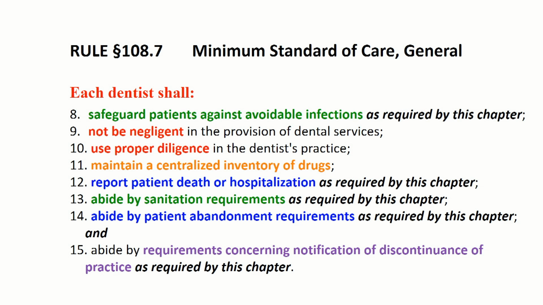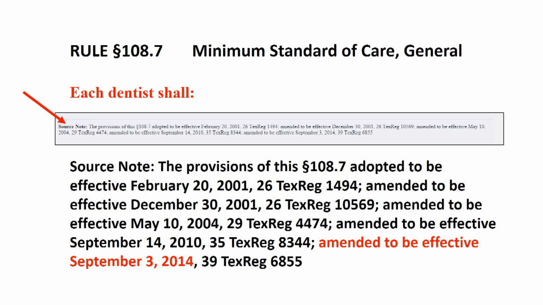Finally, Rule 108.7, subparts 8 through 15. These are grouped together because they are the last part of Rule 108.7. These items were added on September the 3rd, 2014. These are the amendments that are noted in the source note at the end of the rule if you look at the rule online, and that we pointed out earlier. All of these subparts were added on September the 3rd, 2014.